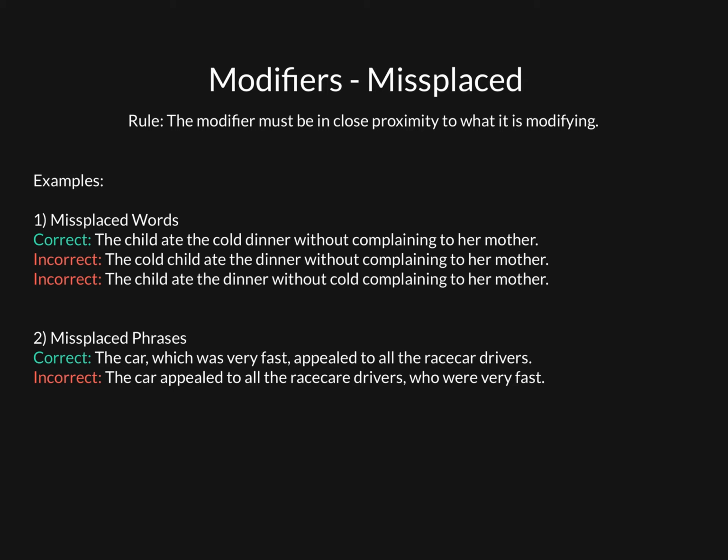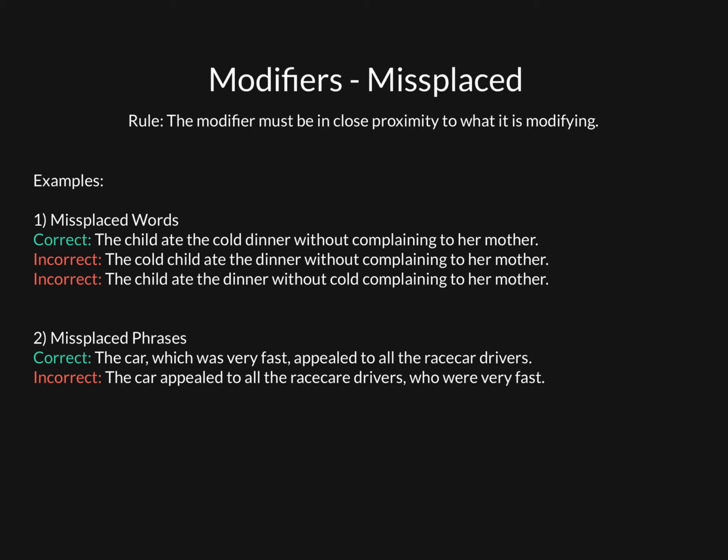So we have misplaced words as well as misplaced phrases. A misplaced word is just if we have a word within the sentence that is describing another word, however, it's actually not in close proximity to that word. That would be a misplaced modifier. Initially, that's a little bit confusing, so let's tackle a problem and see what I mean.